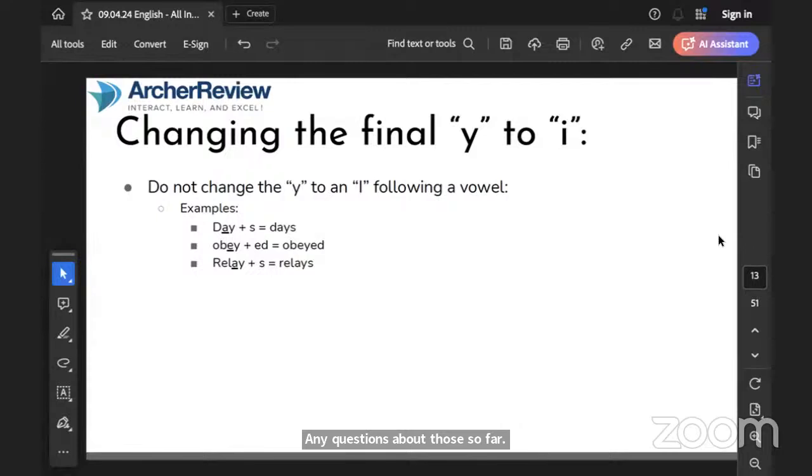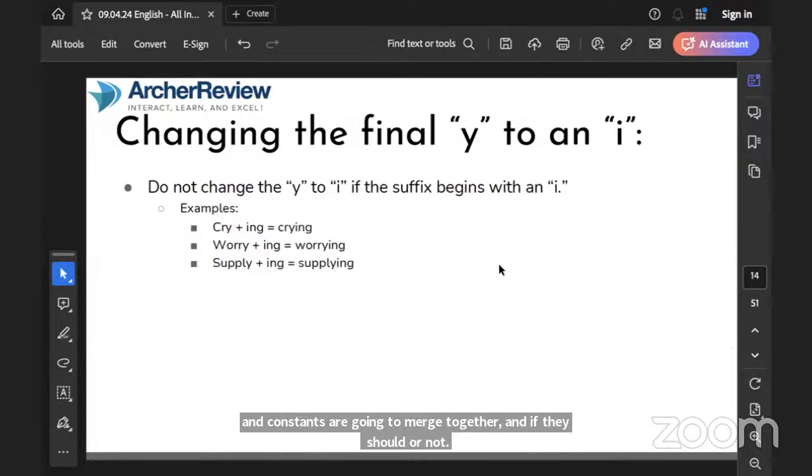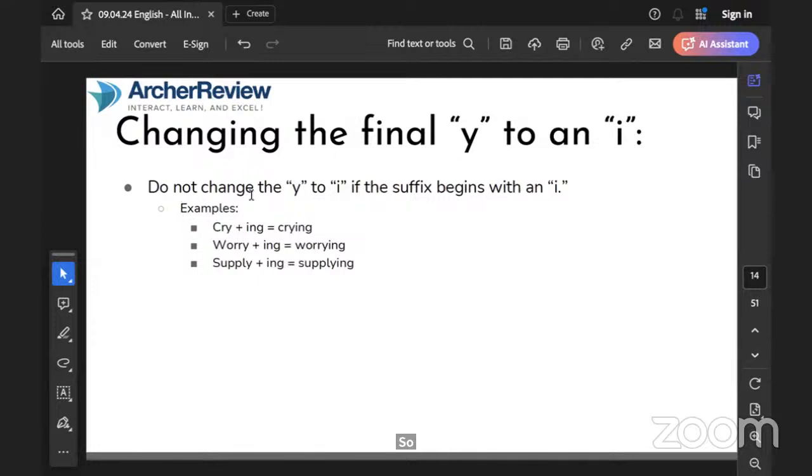So essentially, if you haven't seen the pattern yet, really it's all about looking at where vowels and consonants are going to merge together and if they should or not. So changing the final Y to an I, there's a point where you are not going to change. This is another exception rule. You are not going to change the Y to an I if the suffix begins with an I.